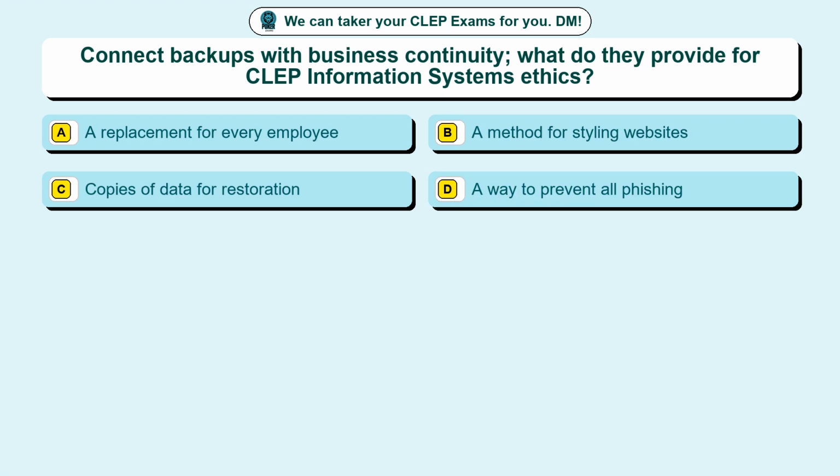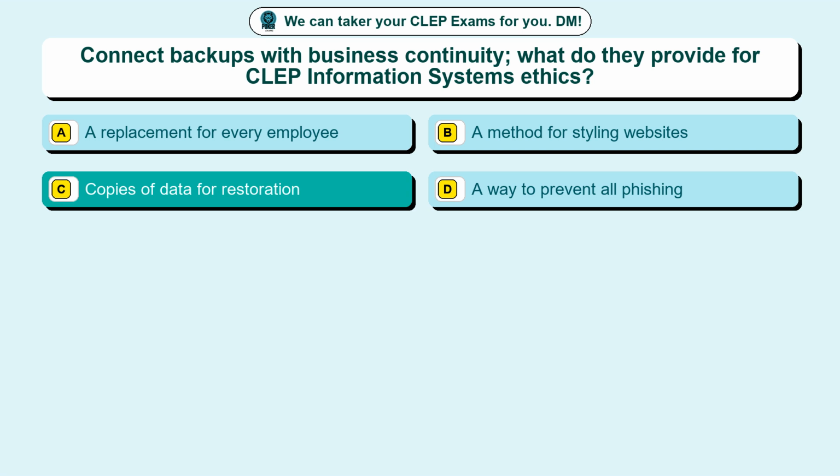Question 50. Connect backups with business continuity. What do they provide for CLEP Information Systems ethics? Option A. A replacement for every employee. Option B. A method for styling websites. Option C. Copies of data for restoration. Option D. A way to prevent all phishing.